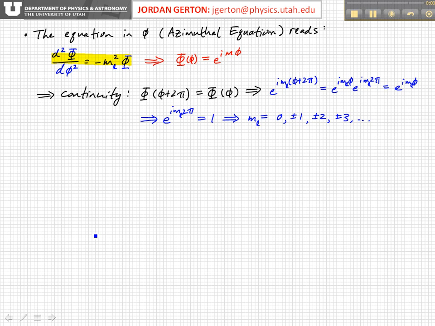Okay, so we have to have some periodic solution in order to make physical sense, and so we then intuit that ml squared has to be positive, and so this whole quantity has to be negative. Okay, and then again, what that implies is that we get oscillatory solutions, and so normally we would write this as a constant times e to the i m phi plus another constant times e to the minus i m phi.